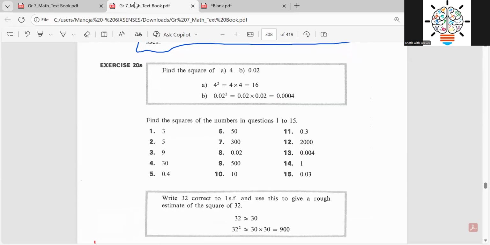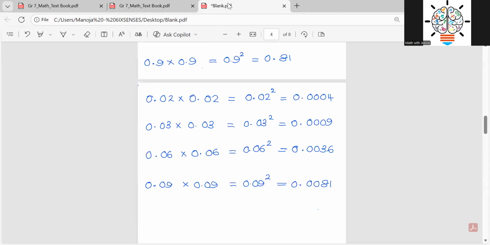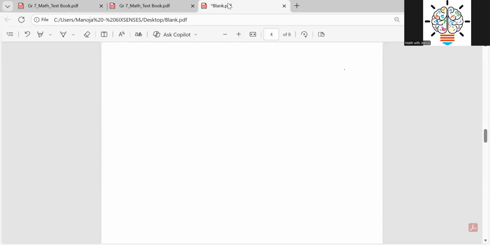32 correct to the first significant figure. This is something you have learned in chapter 1 also, how you can write 32 correct to the first significant figure. If you have 32, children, first of all you want to underline the first significant figure. That is very important. When you are correcting to a particular significant figure, first you underline the significant figure you are talking about.